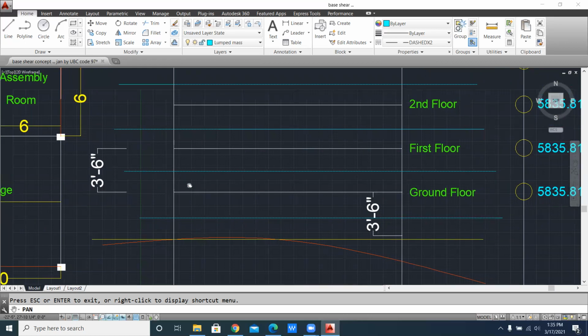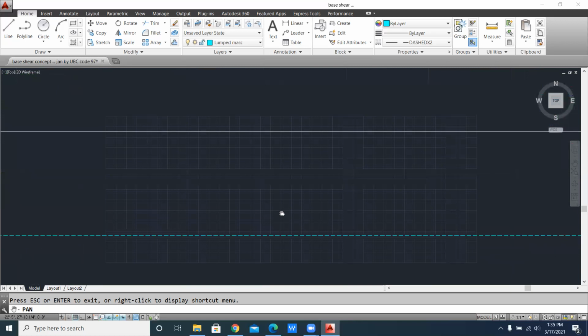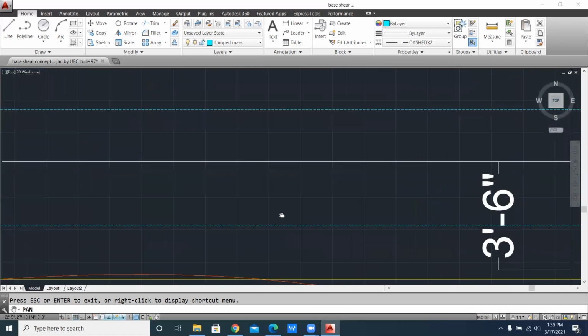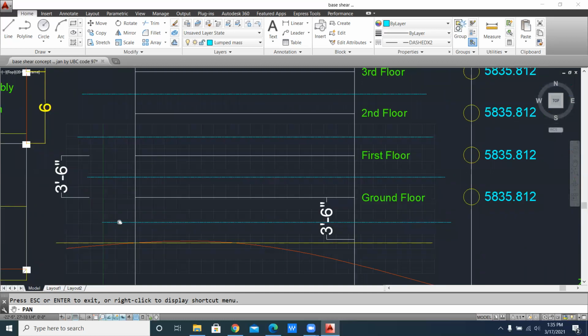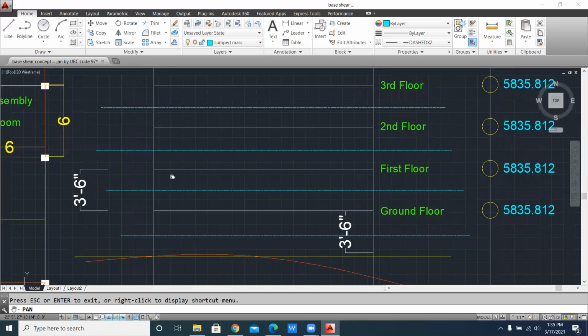Always remember that for the lumped case, you have to take half of this story and lump it into this. You have to find the lumped mass there. It is about 5.835.812. We will find it out in the further classes. This one is your first floor, half of this story, and then lumped into it. You will find this out further on.